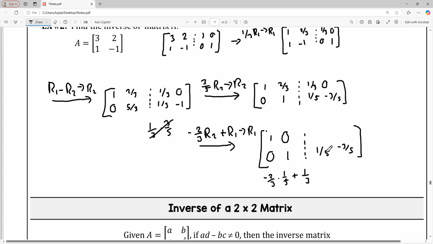Right? I'm doing -2/3 times this plus that. -2/3 times 1/5 would be the same thing as -2/15 plus 1/3. To add fractions, we need common denominators, so I'm multiplying by 5 here. If I do that, I would get 5/15 minus 2/15 is 3/15. And then 3/15 I can reduce into 1/5. So this would become a 1/5.